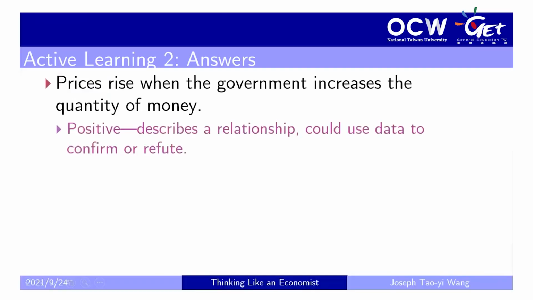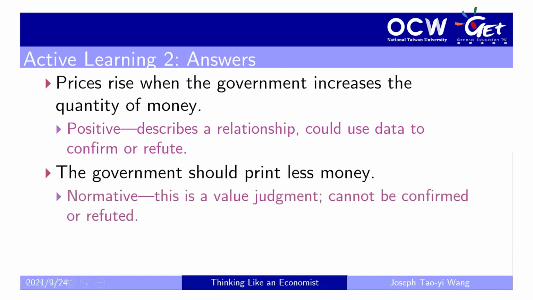Okay, let's take a look at this. Prices rise when the government increases the quantity of money. This is a positive statement because you're talking about a relationship. If government increases quantity of money, price goes up. And in fact, you could collect data to see if this statement is true or false. You can confirm or refute this statement. The government should print less money. Well, this is a normative statement. This is a value judgment. You cannot try to confirm or refute this using data alone.